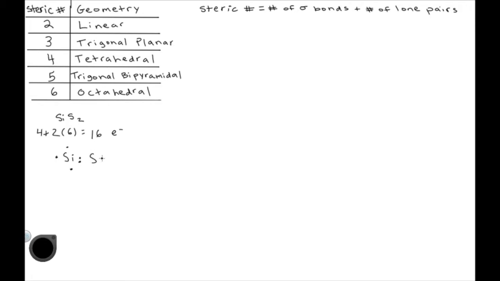Sulfur has 6 valence electrons, 1, 2, 3, 4, 5, and then 1 shared. Now let's connect our other sulfur to the other side. 1, 2, 3, 4. So now we have our Lewis structure.